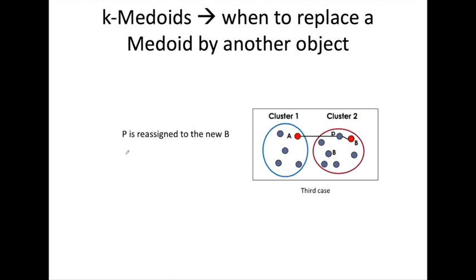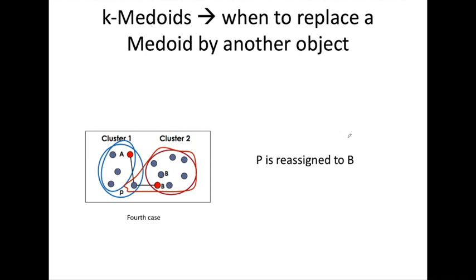In this particular case, we want to replace the point, but we don't have to change the configuration. We just say that this point is still going to be in this cluster, but we have to assign it to the new Medoid, because it's closer.